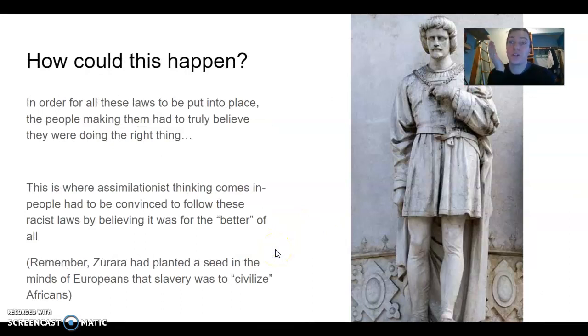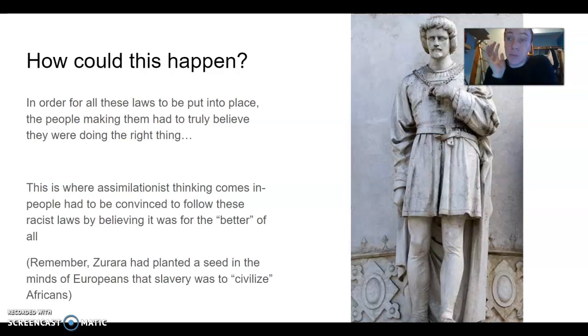So the question that we're trying to figure out is how could this actually have been allowed to happen? In order for laws like this to be put into place, the people making them had to somehow believe they were doing the right thing. And that's where assimilationist thinking really comes in. And remember, here's a picture of our friend Zurara. He was the one who planted what Reynolds calls that poisonous idea, that seed, that somehow slavery and all of these forms of oppression were for the betterment of society. And so that's what we're going to really track in our work today, that more sneaky form. It is definitely a form of racism, called assimilationist thinking.